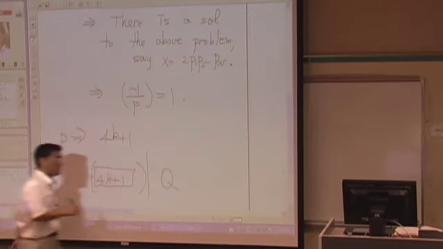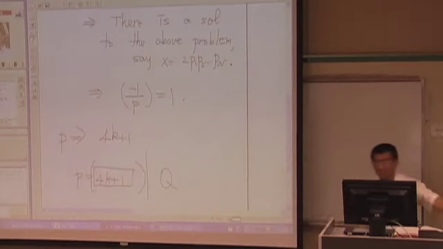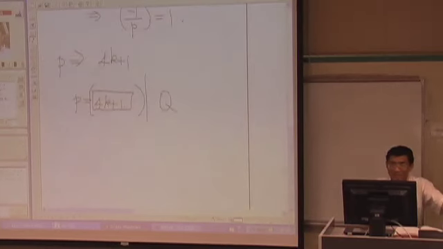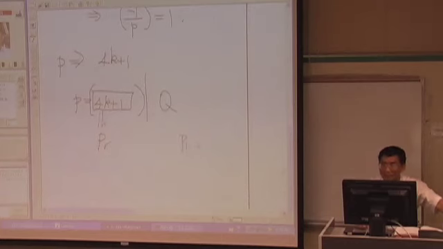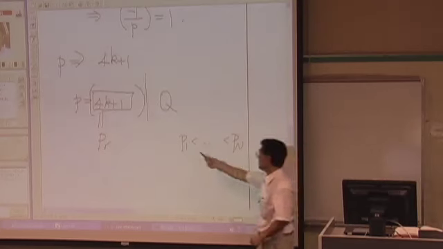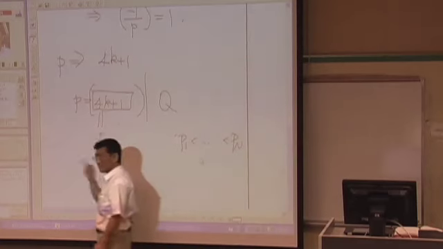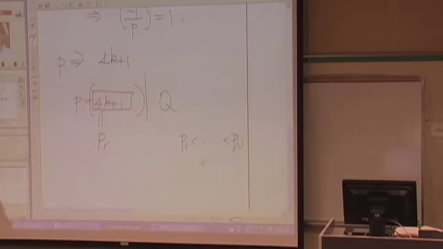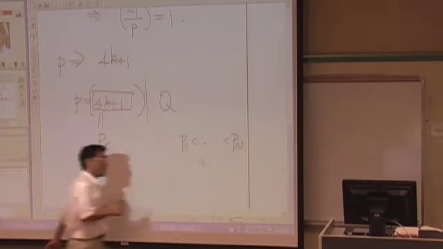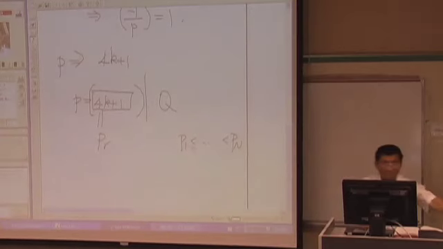So what does this mean? It means this number P, which is a divisor of Q, is some Pr between P1 through Pn, because we have only finitely many of this type. This means what? Take a look.